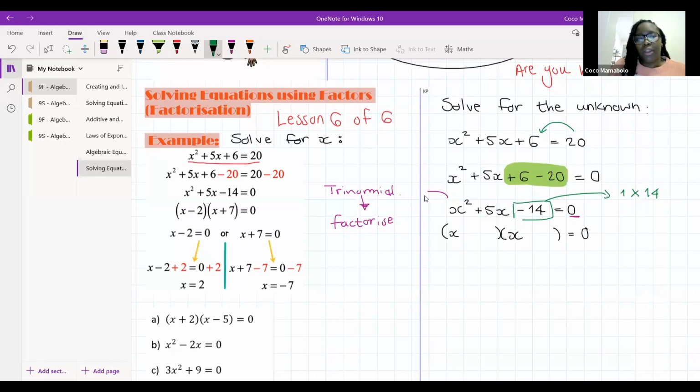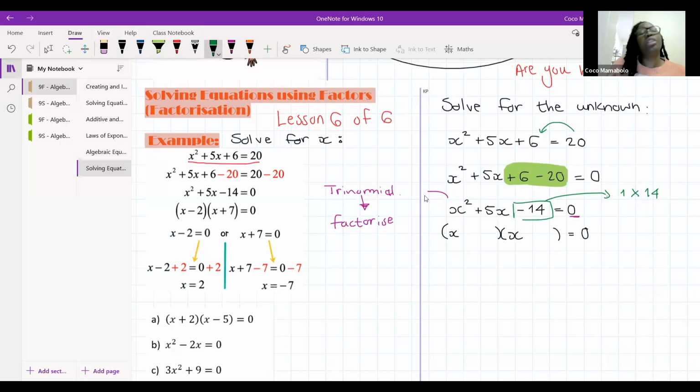Okay. Yes, ma'am. But now I need you to give me the factors of 14 that are going to go into our factorization, or into our 2 brackets, because what we're doing with x squared plus 5x minus 14 is that it's a trinomial and we need to factorize it. Is that making sense? Yes, ma'am. Now it's making sense.